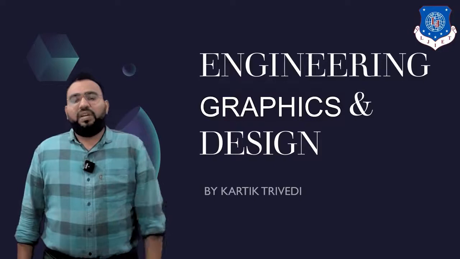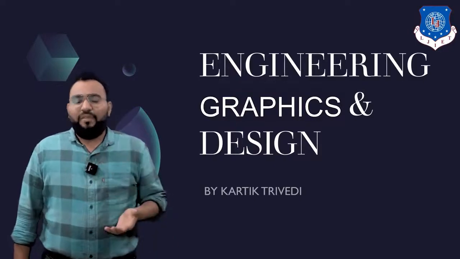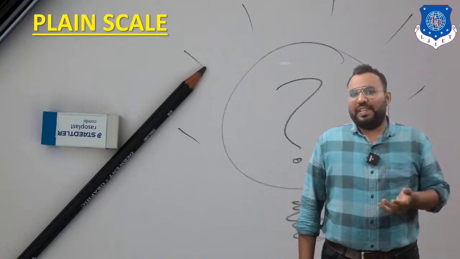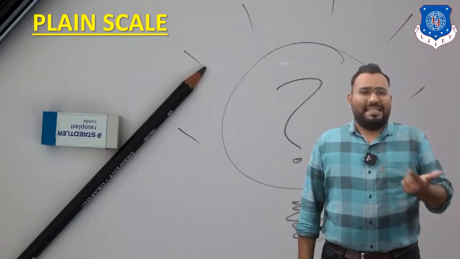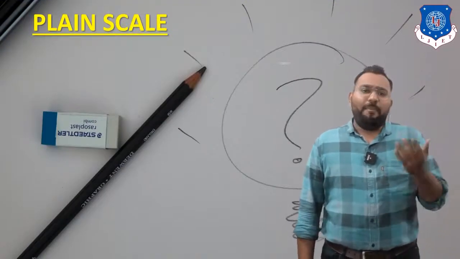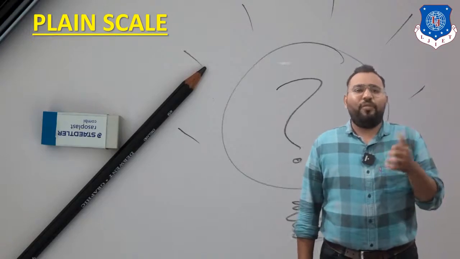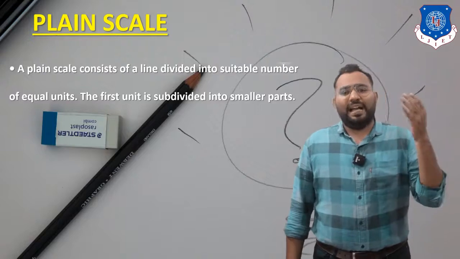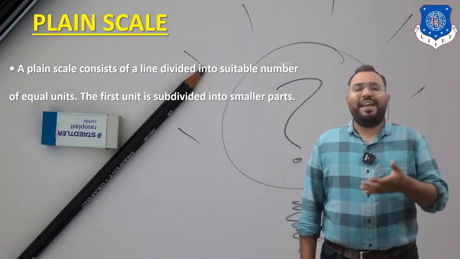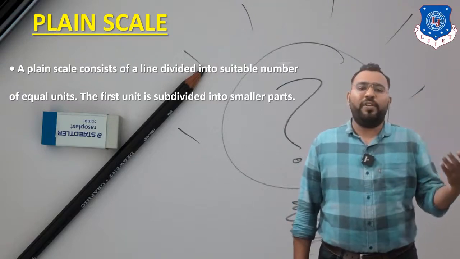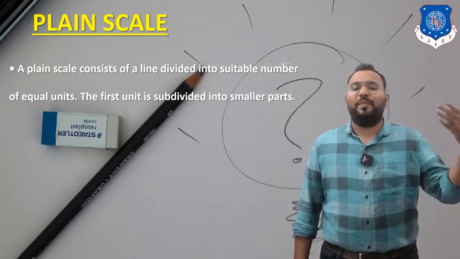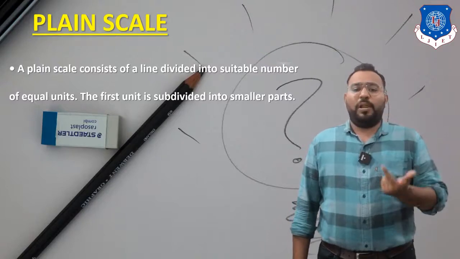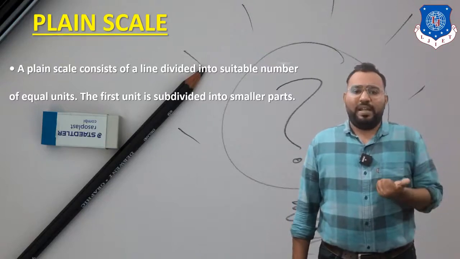In the last lecture we have seen what is scale and what are the different types of scale. In this video we are going to see the example of plane scale. But before we start the example, let's see what exactly a plane scale is. A plane scale consists of a line divided into a suitable number of equal parts. The first unit is subdivided into smaller parts.